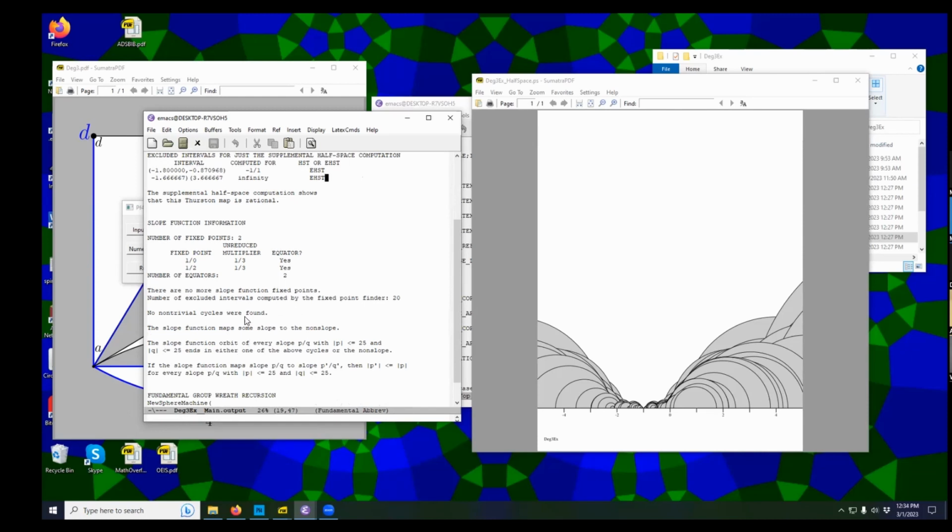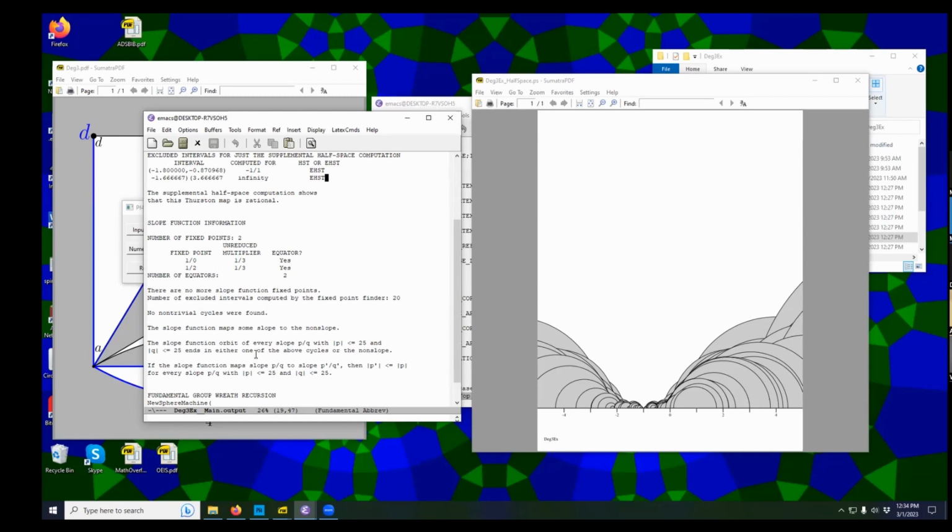We get information on, at this point down here, the program is thinking a little bit about the finite global attractor problem. It's looking at orbits of slopes under the slope function, and in particular, it's looking at all the slopes within our bounds. So with numerator and denominator bounded by 25, every orbit ends in one of these cycles, or possibly the non-slope.